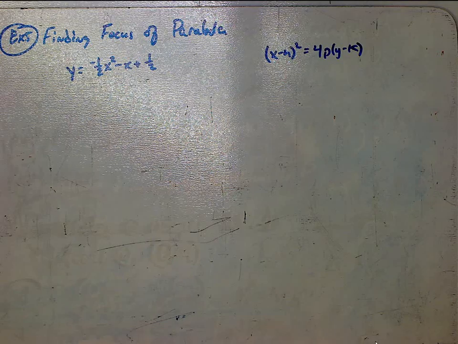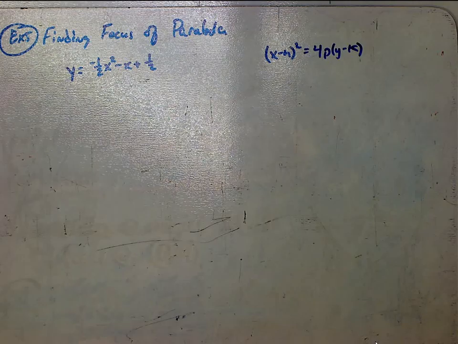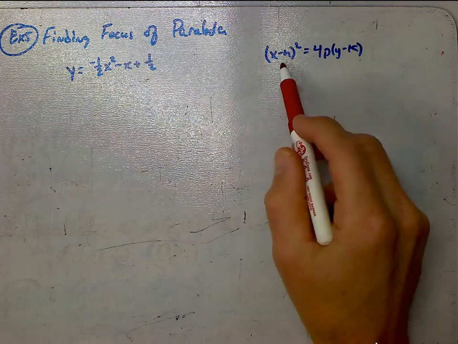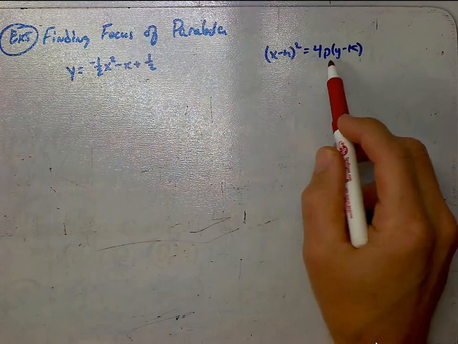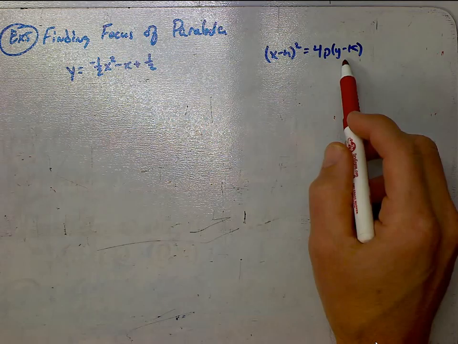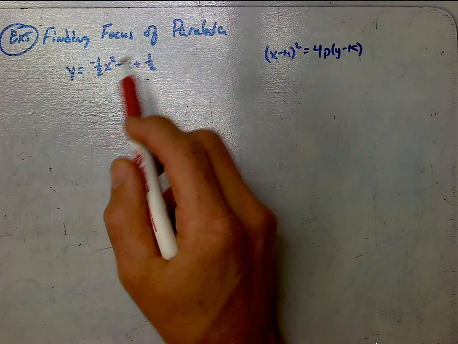Okay, here for example 5, we need to find the focus of a parabola. And you'll notice that we want to change this equation to make it look something like this, where we have x minus h in parentheses squared, we have something in front of parentheses, and we have a y minus k inside parentheses here. Okay, the first thing we're going to do though is get rid of those nasty fractions.